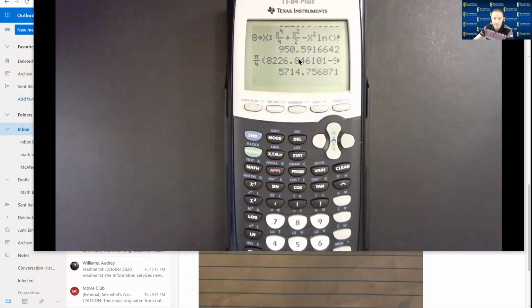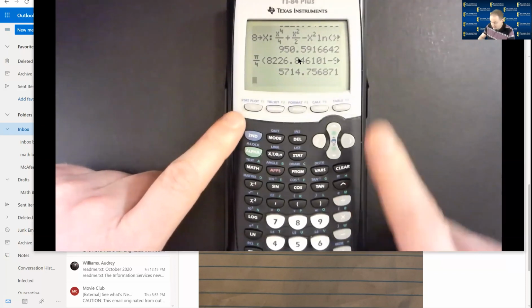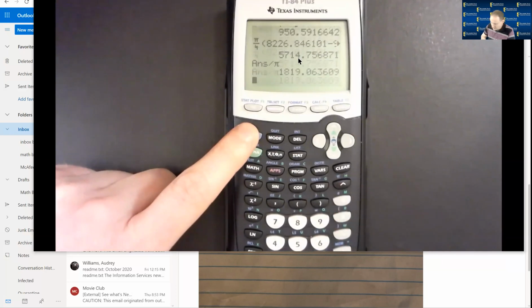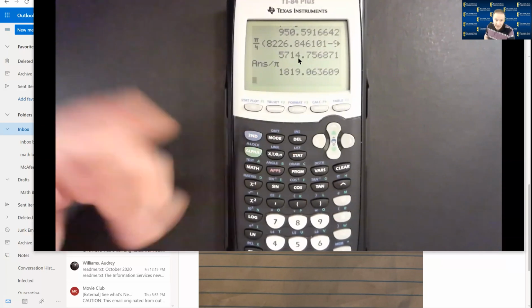Now, if for some reason they wanted it left in terms of pi, and again, I don't remember right offhand, I can go to it in just a second and look. I could easily divide that answer by pi and say, well, my answer is going to be 1,819.064 pi.